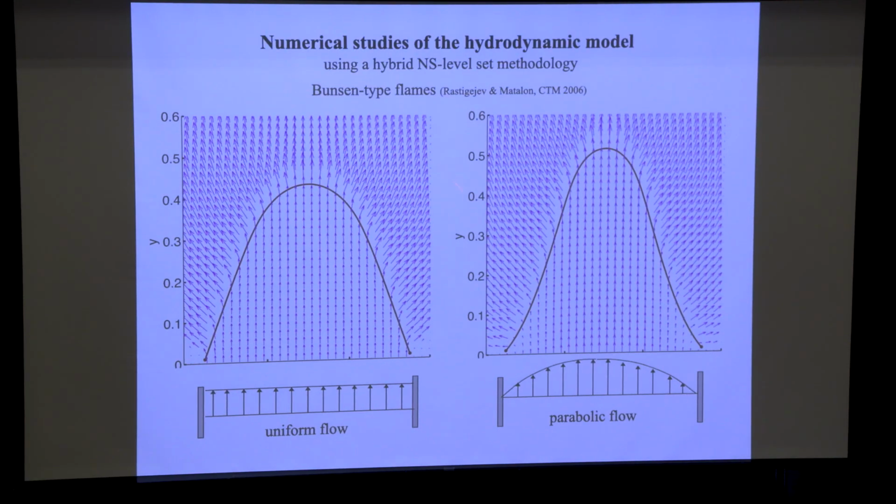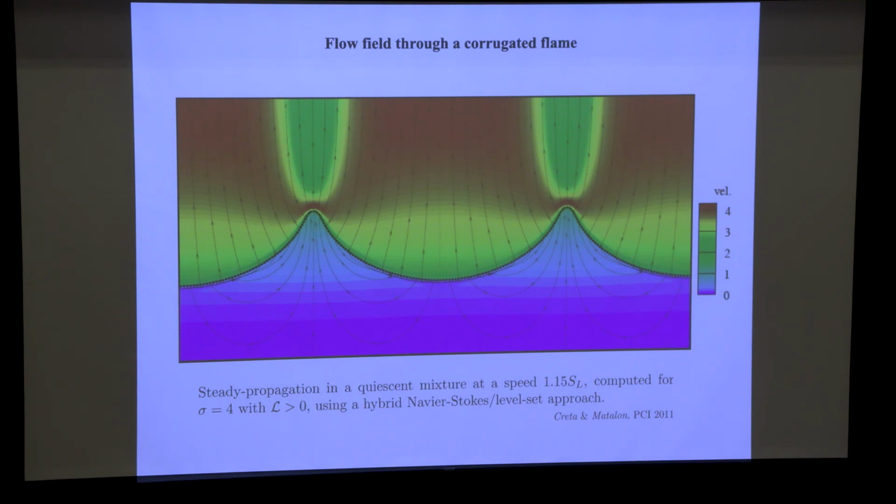And here is the solution if you have a parabolic flow. Here you can see the unburned gas motion more clearly. This is the steady propagation of a cusp-like flame that propagates into a quiescent mixture. The speed that it propagated, you see about 0.115, so it's significantly larger than the laminar flame speed. How do we get those? We're going to talk later on. They are a result of an instability, but I will discuss that later.